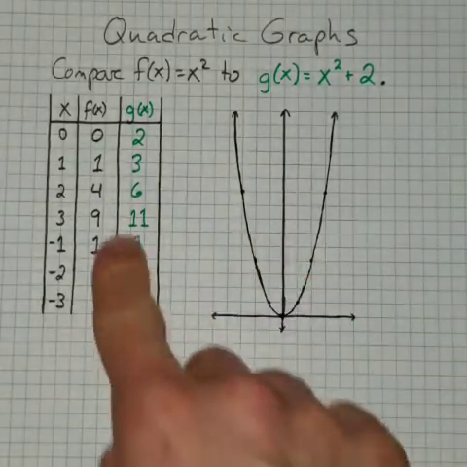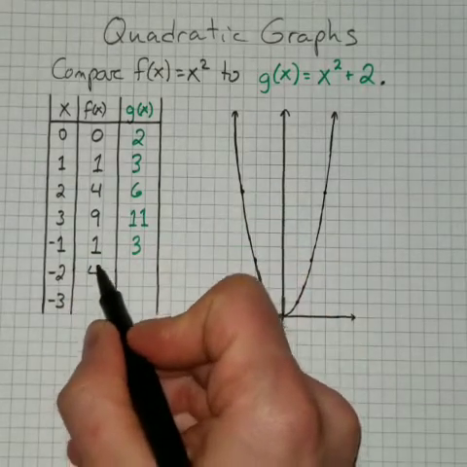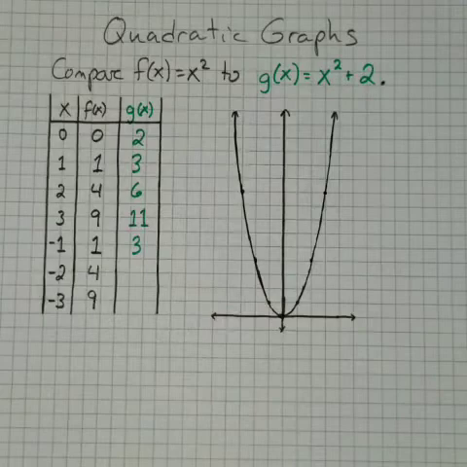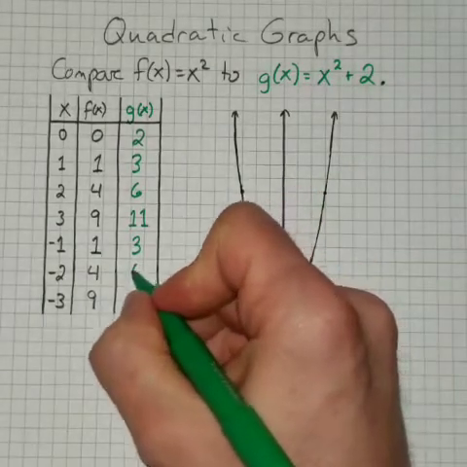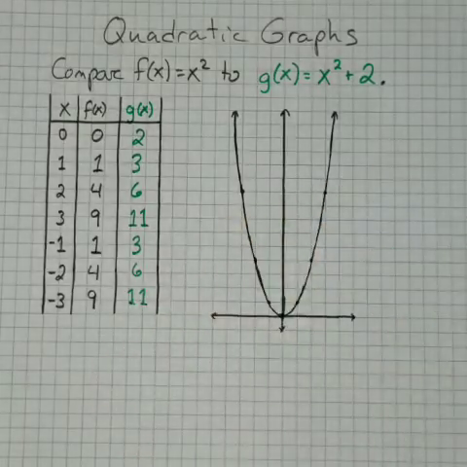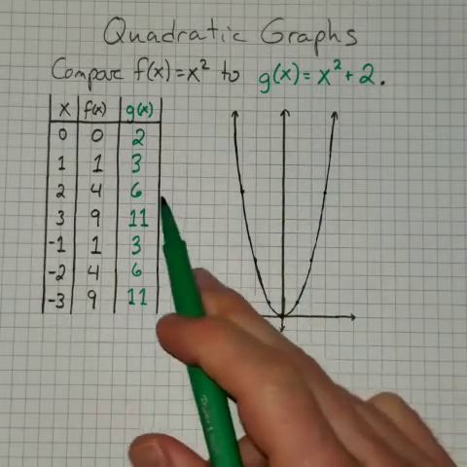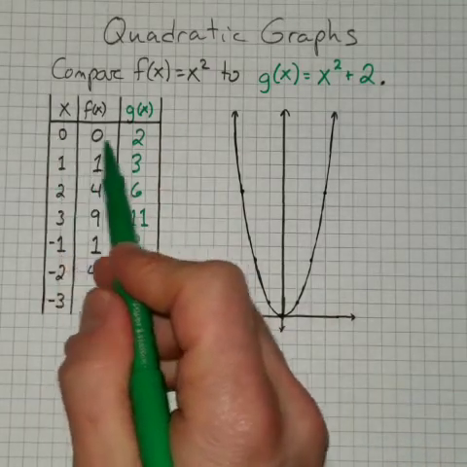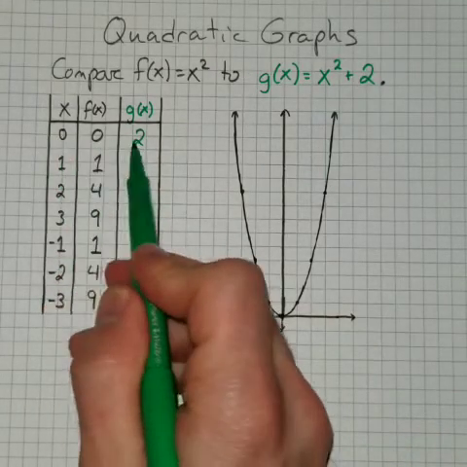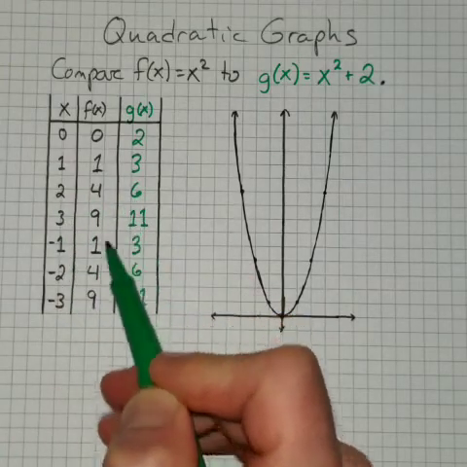And so you're going to see the same symmetry we saw before. So I'm just going to go ahead and fill this in. You're going to get the 4 and the 9. And then when you add the 2, you're going to get the 6 and the 11. Okay. So now in green, I'm going to plot the points that correspond to the x, g of x pairs. So 0, 2, 1, 3, 2, 6, 3, 11, and so forth.